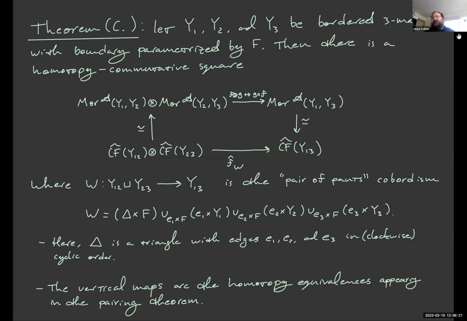The main theorem of my latest paper says that indeed this is the case. It says that there's a homotopy commutative square that relates this composition map to a cobordism map. And the cobordism in particular is very nice. This is the so-called pair of pants cobordism, W. The way this is defined is by taking the surface which parametrizes the boundary of your three-manifolds, and you cross it with a triangle with edges E1, E2, and E3 in cyclic order, and you glue on E1 cross Y1 along E1 cross F, you glue on E2 cross Y2 along E2 cross F, and you glue on E3 cross Y3 along E3 cross F. And the vertical maps in this homotopy commutative square are the homotopy equivalences appearing in this morphism spaces pairing theorem that tells you that the morphism spaces are actually homotopy equivalent to the ordinary Heegaard Floer complexes.